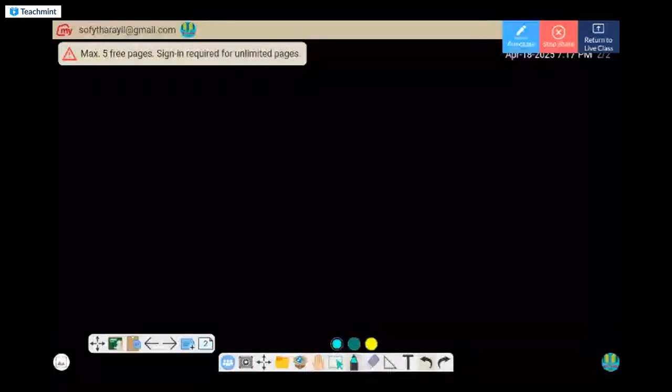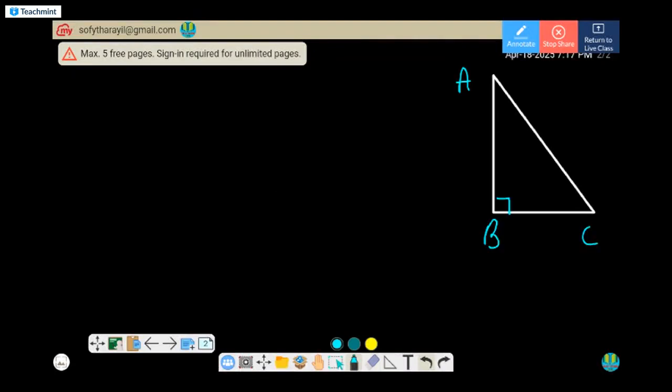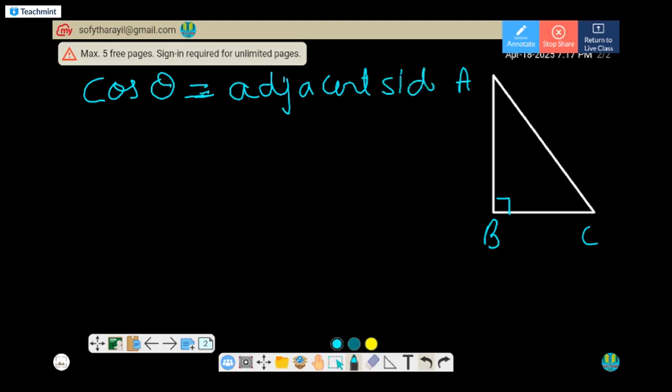Now, same triangle ABC, we will take A, B, and C. Now we will be considering the cos value. What is cos? I'm just writing the formula first. Cos theta is whatever is the adjacent side upon the hypotenuse. Adjacent means next to it. Opposite means in front of it. Adjacent is next to it.